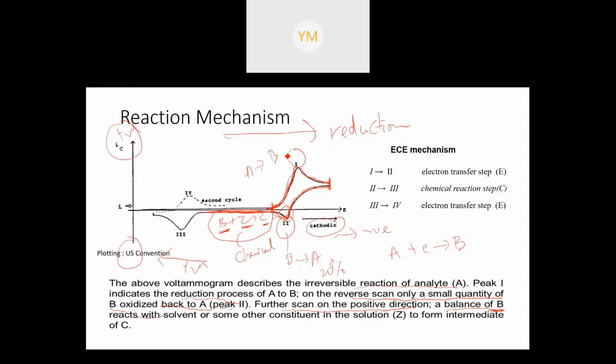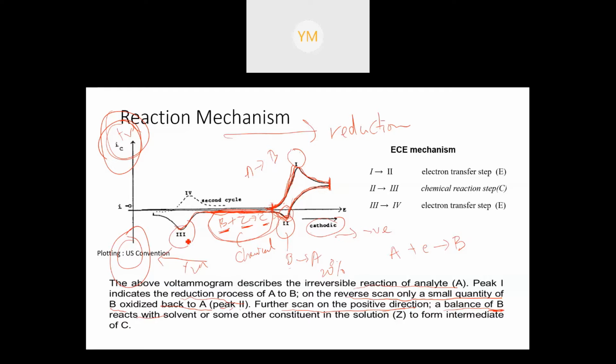For current going downward or upward, showing an increase of current, something happens here, so an electrochemical reaction occurs. But here there is no electrochemical reaction, only a chemical reaction, because when you scan further up, one peak appears at peak 3.